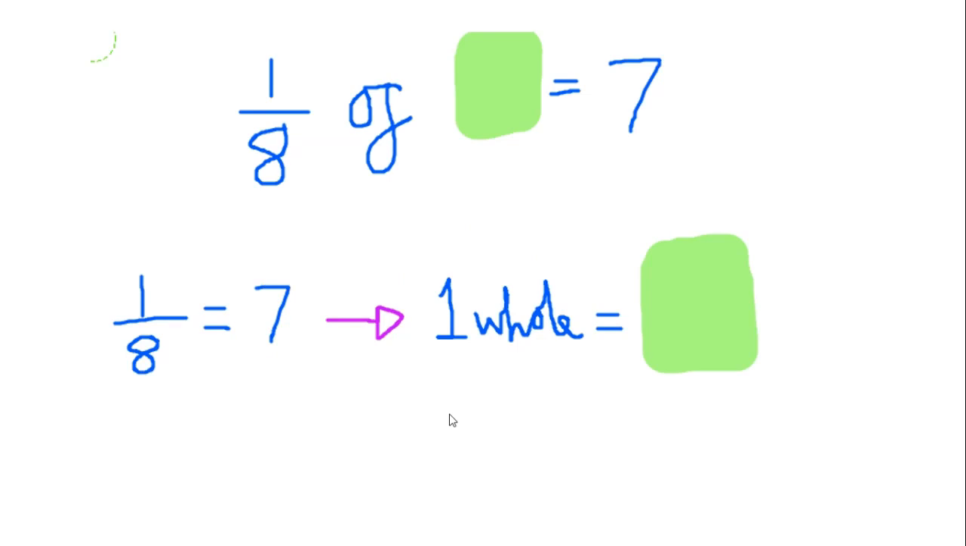Okay, so here's another way of thinking about it. You've been told that 1/8 equals 7. The questions ask you to work out what the whole is. So if 1/8 is 7, what's the whole worth? Do you know what that is? Can you draw a bar model?